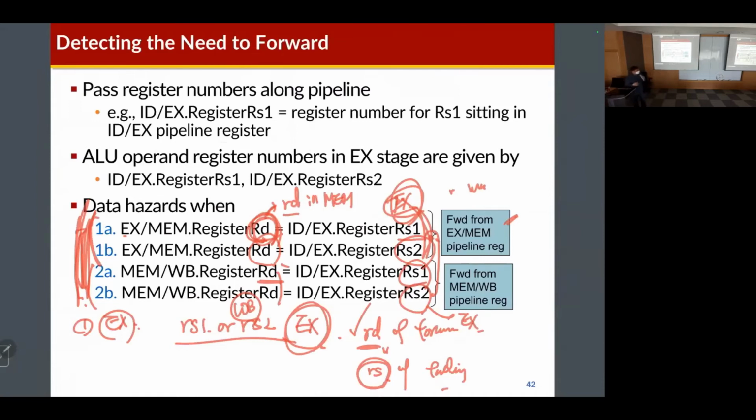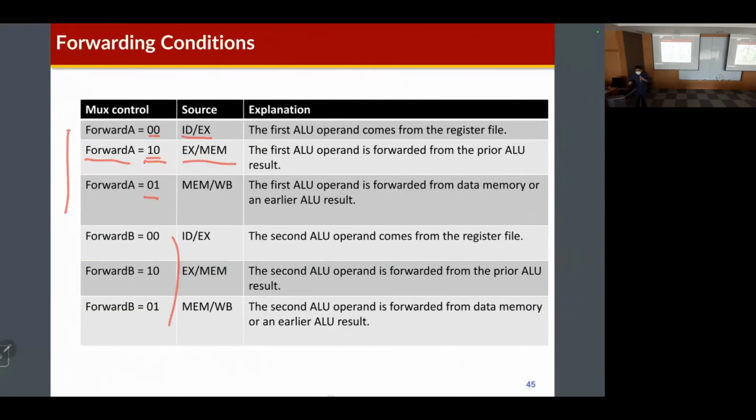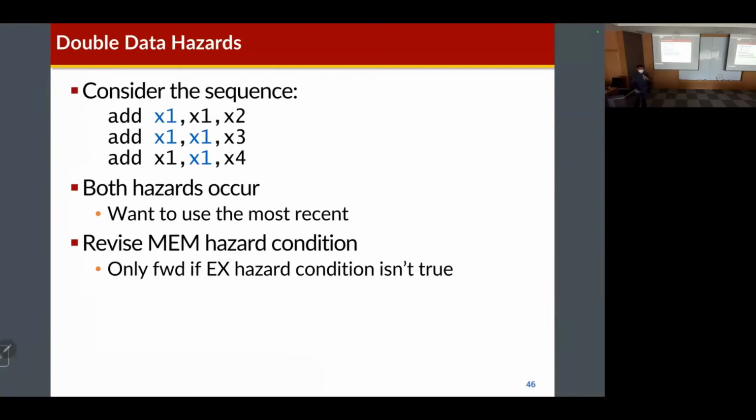So we check the forwarding conditions, like this is the basic condition, so we need to check RegWrite, and also we need to check x0. But we need to check another corner case, like this case. So if you see this code example, we can activate the forwarding from instruction 1 to instruction 2, so add 1 to add 2. But the problem is add 3.